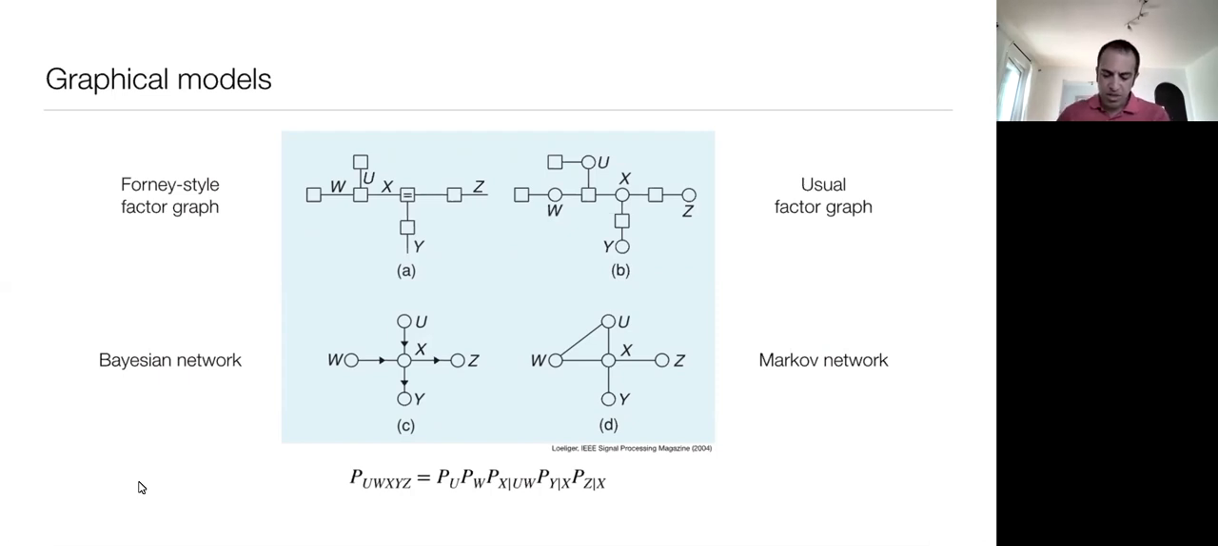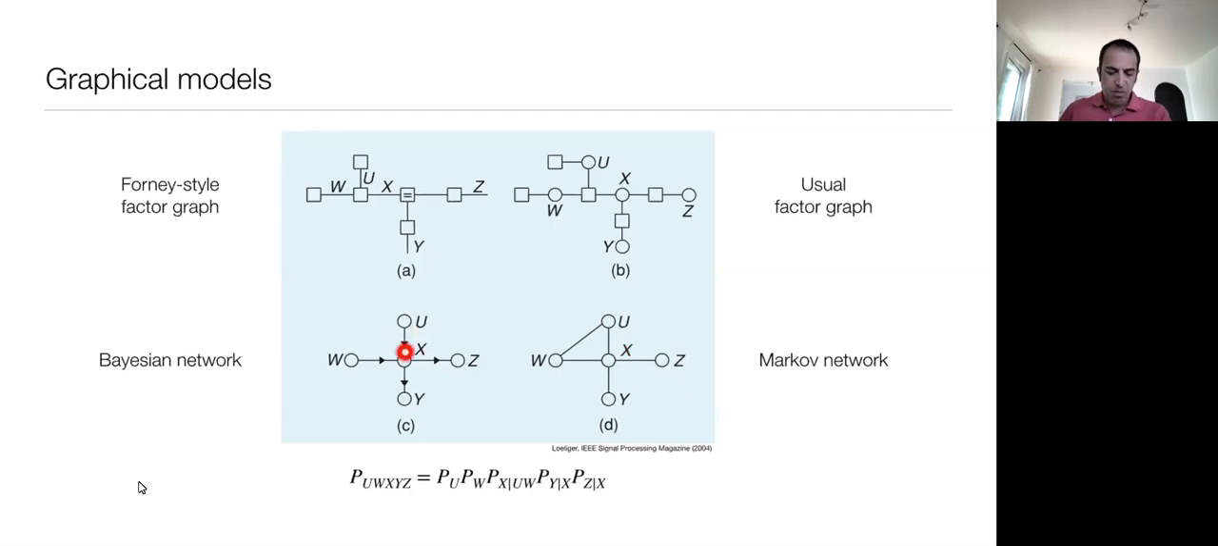This picture, which is out of a nice review article by Andi Loeliger, who's a professor at ETH, just shows some of the different ones. You might be familiar with one of them, you might be familiar with a different one. So just to go through the four of them, here's a Bayesian network, here's a Markov network or Markov random field. We have these random variables X, Y, Z, U, and W.